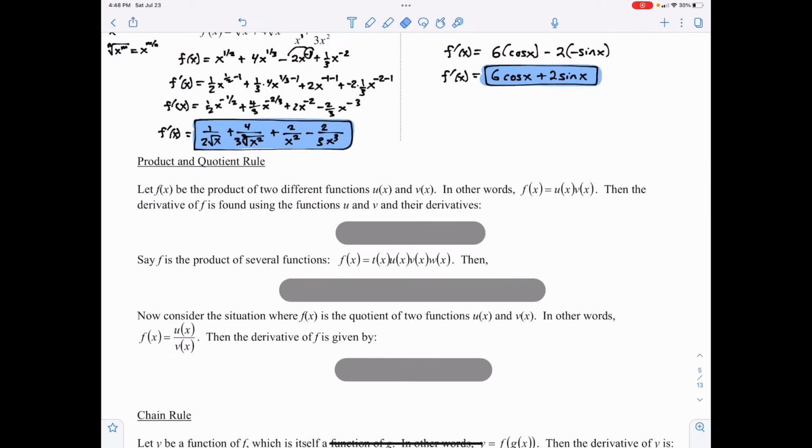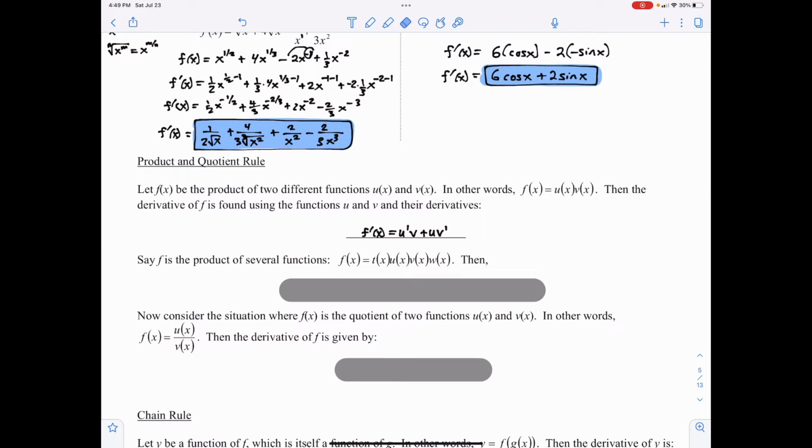Product and quotient rule. Although product and quotient rule are not a major portion, in fact, they're a pretty rare portion of AP Physics, we're going to review them just for enrichment's sake. Let f of x be the product of two different functions, u of x and v of x. In other words, if f of x is u of x times v of x, then the derivative of f is found as u prime times v plus u times v prime.